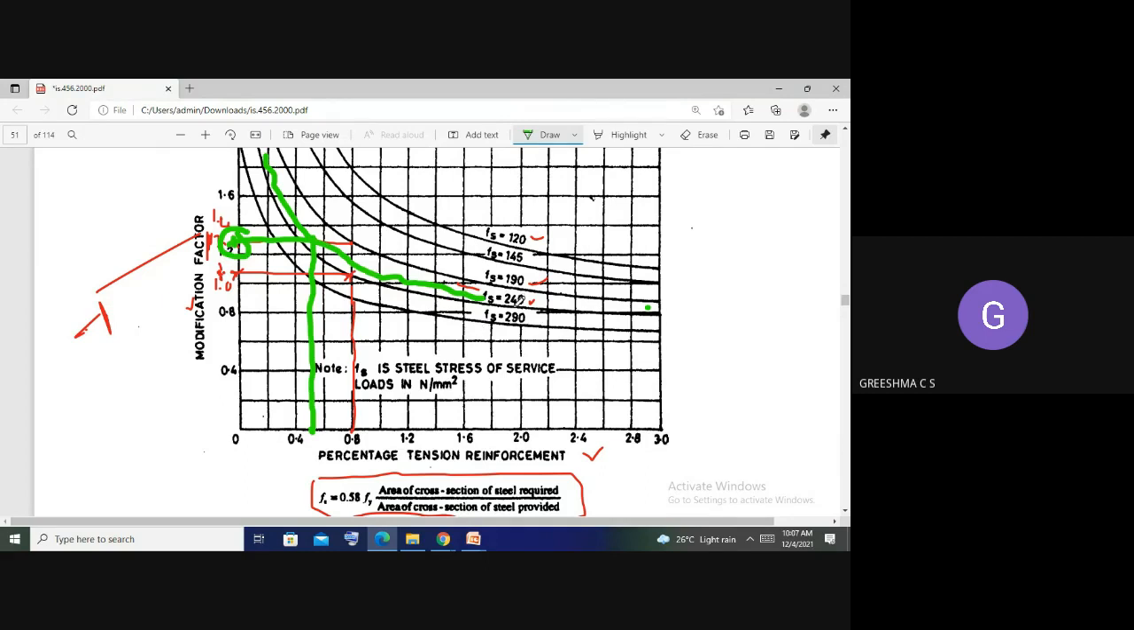So this is the curve. Just above and below 235, there is the 241 curve, and likewise the 190 curve. The 240 curve and the 190 curve.